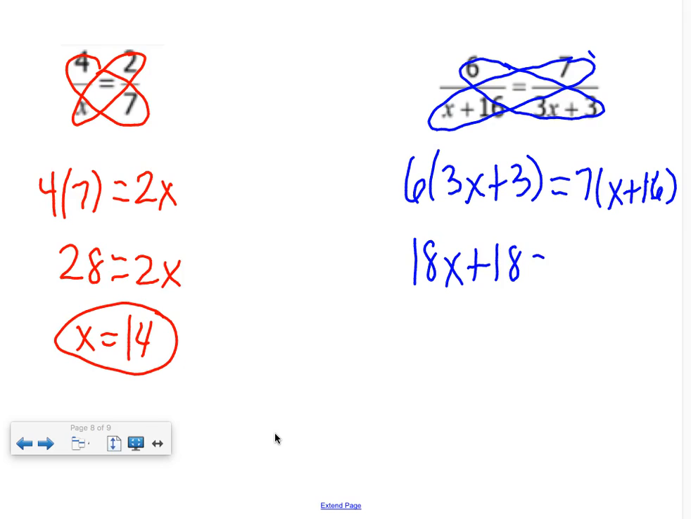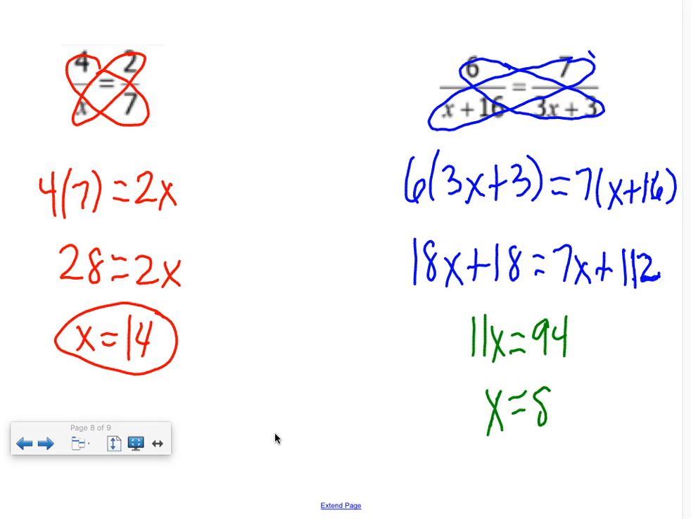x plus 18 equals 7x. I want to say it's 112. Yeah. Thanks, guys. Bring my x's over, my numbers to the same side. We get what? 11x equals 94. Get a decimal, but that's okay. x equals that. Nice work, guys. That's the gist. You got it?